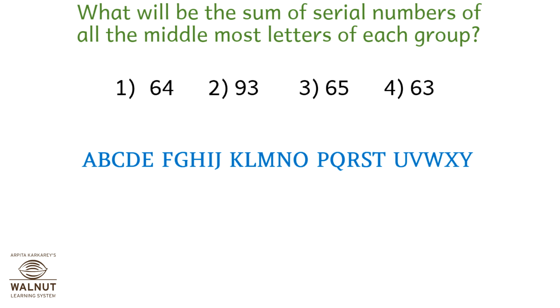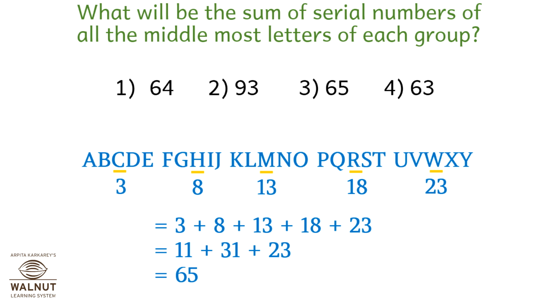What will be the sum of serial numbers of all the middlemost letters of each group? So let's look at the middle letters. So C, H, M, R and W are the middle letters. Their series is 3, 8, 13, 18 and 23. Let's add these up. We get the number 65. So the correct answer is option 3, 65.